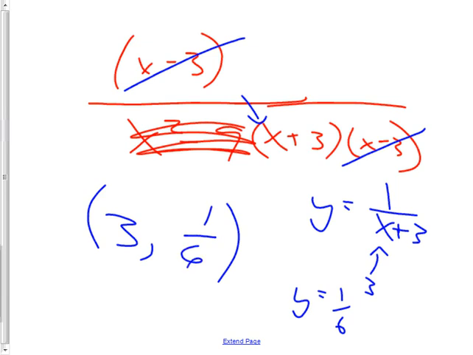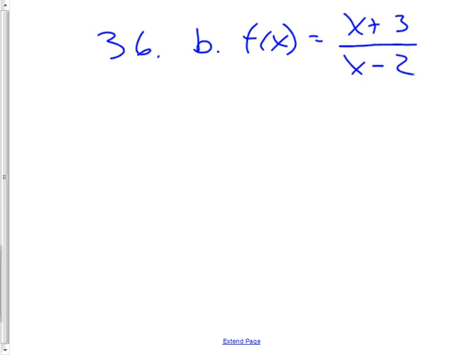Okay, yes. Yep, 36B. Find the domain of the function's inverse. Oh, tricky. All right, so first of all, I got to know its domain and range of the parent. 36B. Here's the parent, the one it comes from: (x + 3) / (x - 2).